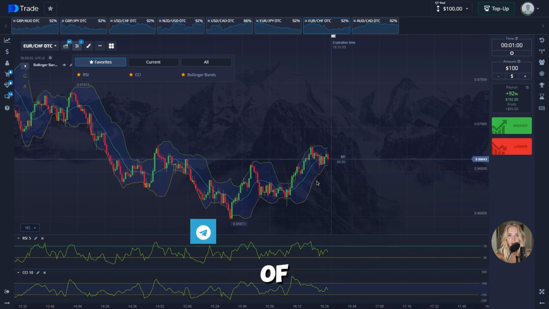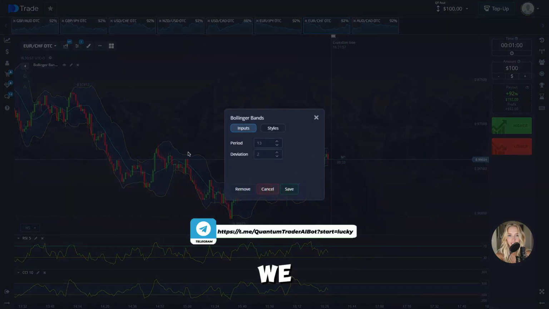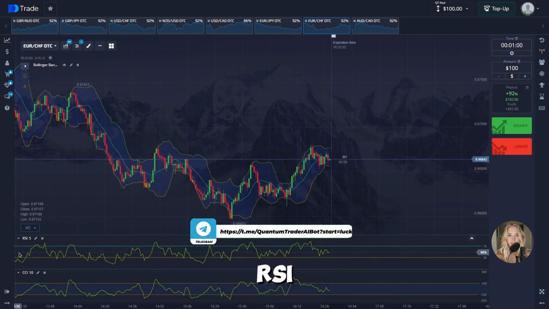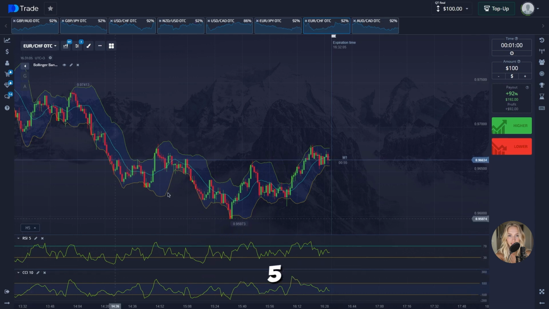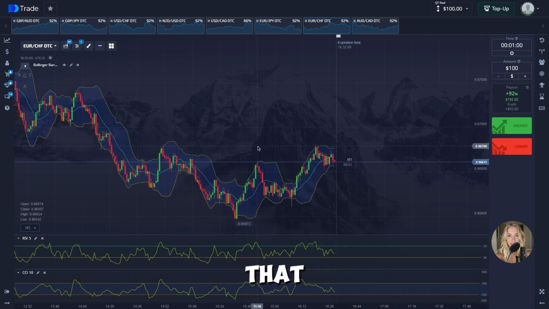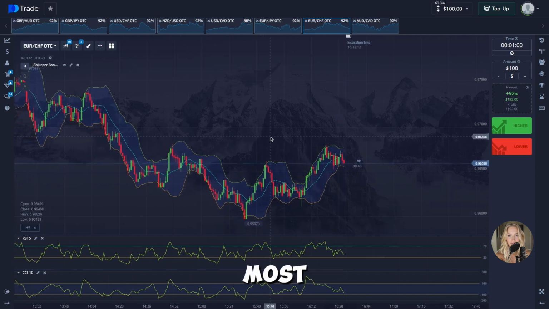According to the settings of our Bollinger Bands indicator, we set period 13, deviation 2. The RSI we set to period 5. CCI is set to period 10. It is these settings of our oscillators that will be used today, and these are the most optimal settings when trading on a minute time frame.